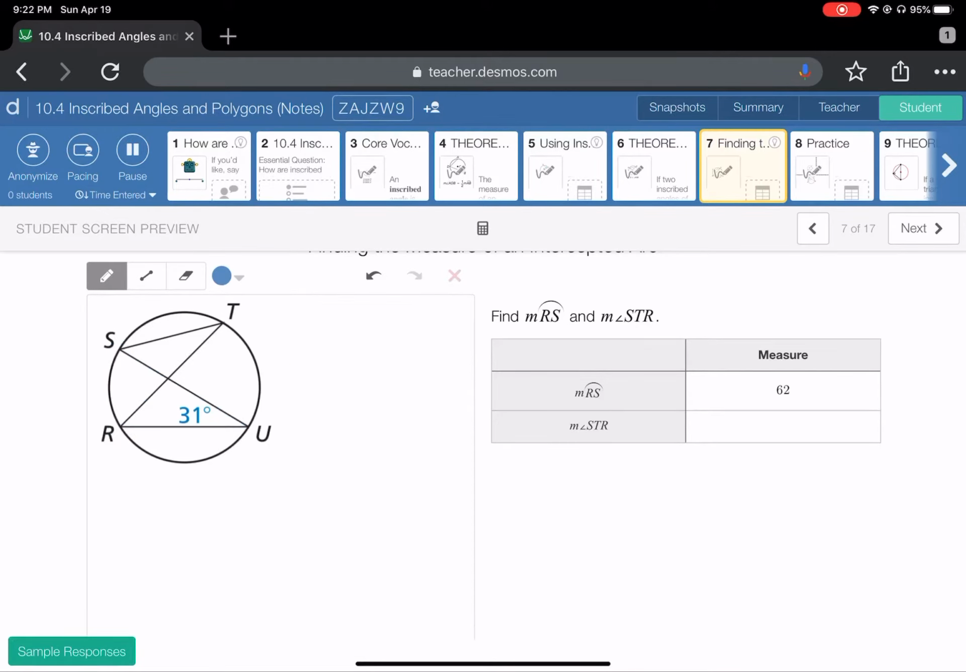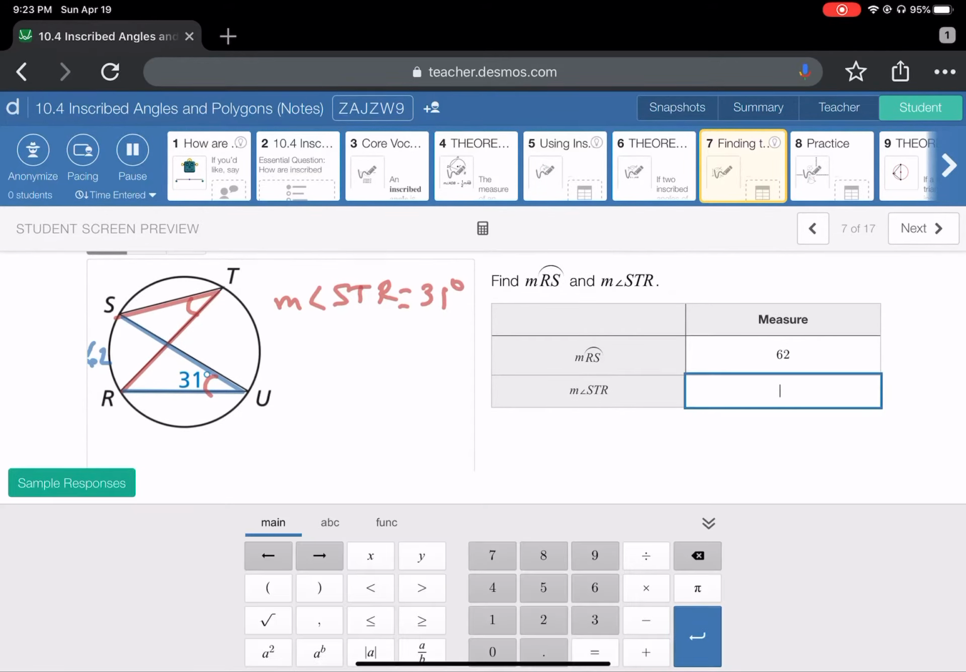All right, so let's clear this up a little bit. And I know that this is 62 right there. Now I'm going to move on to the next piece, which is to find the measure of angle STR. So this is an angle, so let's make a corner, STR. We don't have to do much math for this one because STR has the same endpoints as this angle here. So that tells us that this angle is the same as this angle. So I don't have to do much math here. I just have to say that that is also 31 degrees.